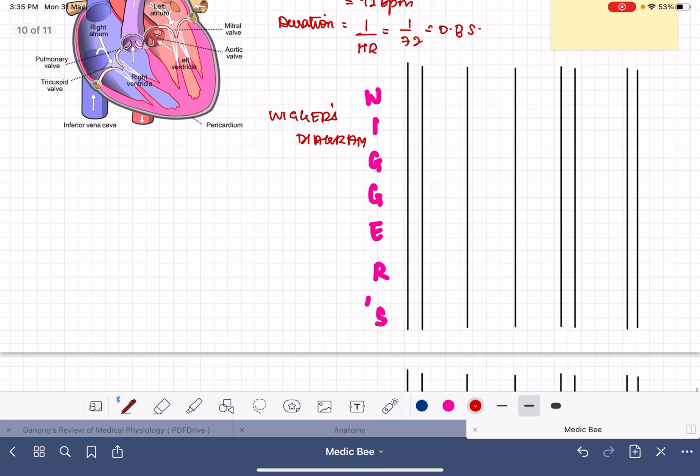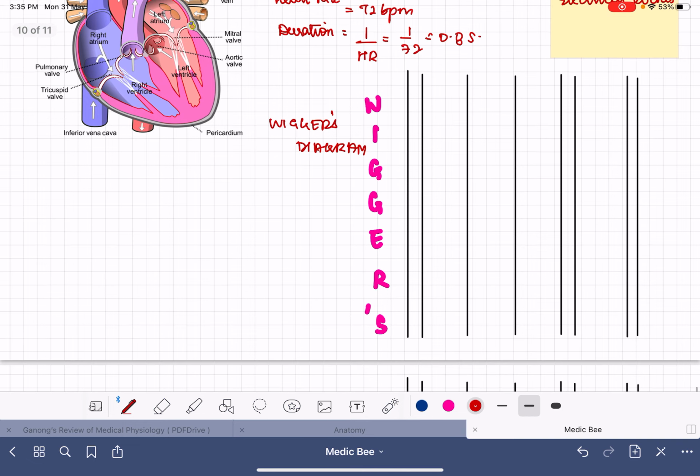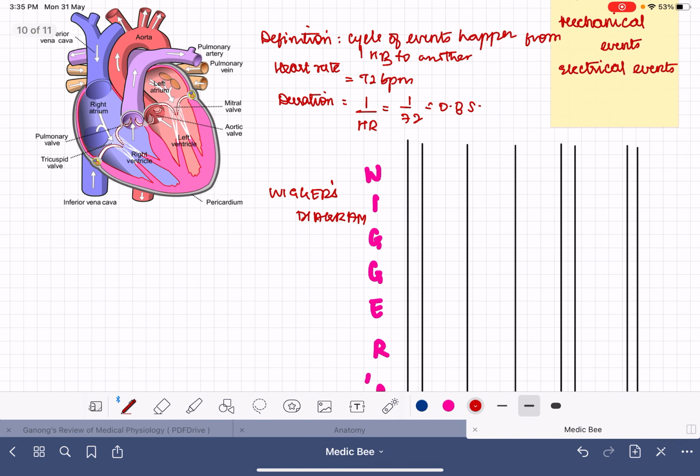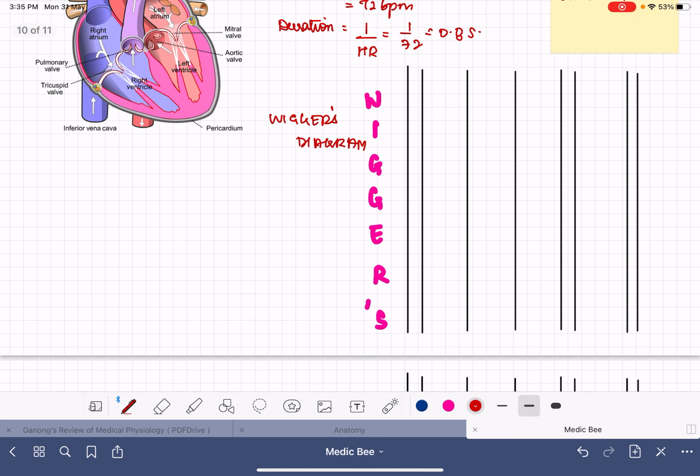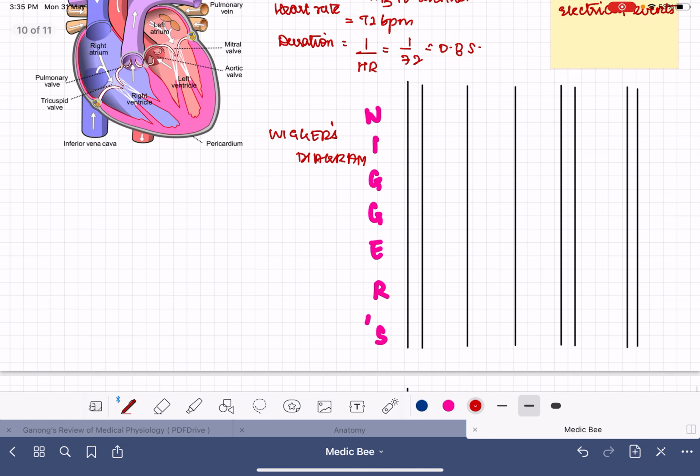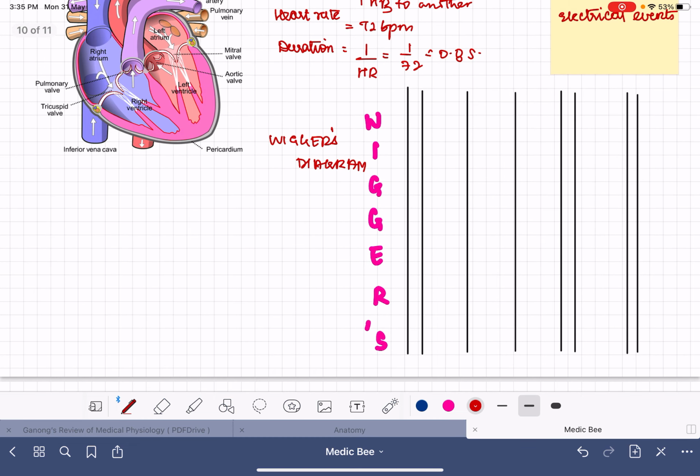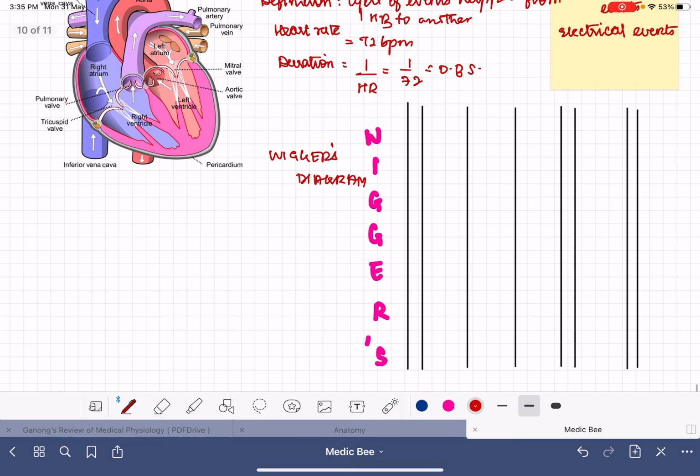I will try to explain this as a story. We will take a heart and start narrating the story from the point where the atria are filled with blood. This point of time is when the ventricles as well as the atria are relaxed. What we are going to see are the mechanical events of the heart.